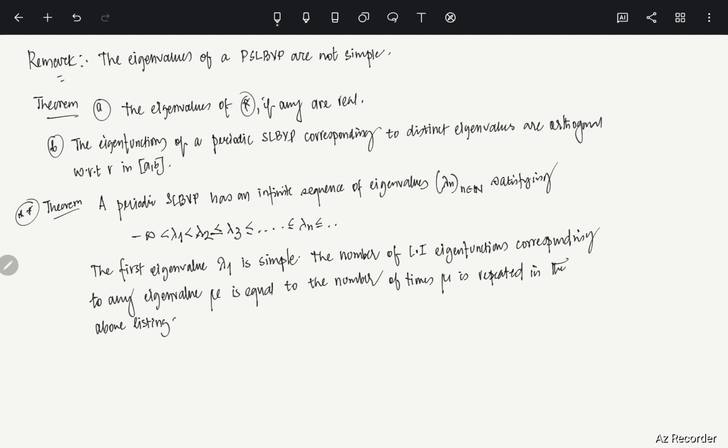Now what you can say is this. Let's say mu is any one of them, lambda i something. And corresponding to that mu, let's say mu is repeated 10 times in this scheme. Then the number of linearly independent eigenfunctions corresponding to that mu will be 10. So they are going to be the same as the number of times it is repeated.